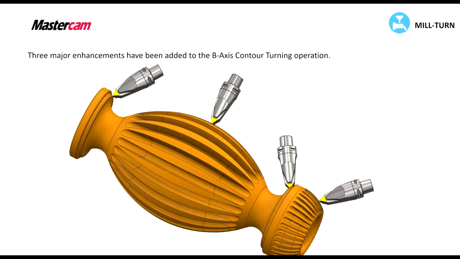And to give you an idea what this toolpath is, we're dynamically changing the contact point of the tool across the whole entire contour. This is one toolpath. So what's happening is our B-axis is changing as we're making this cut.